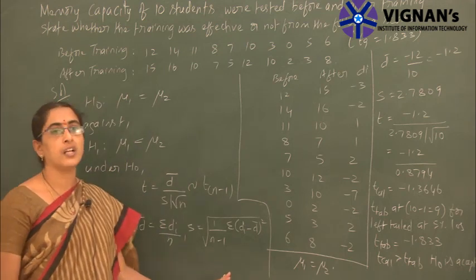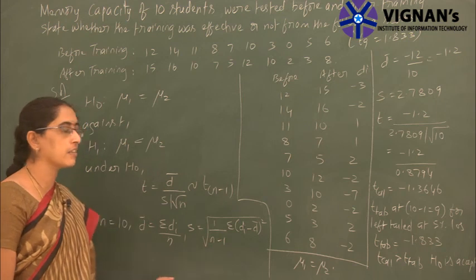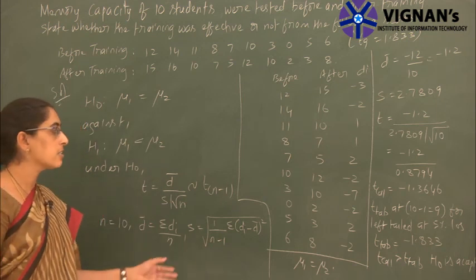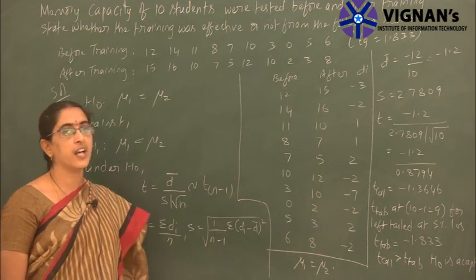So that's about the paired t-test for difference of means. I hope you understand these problems. In the next class, we will discuss the problems of F distribution for variances.